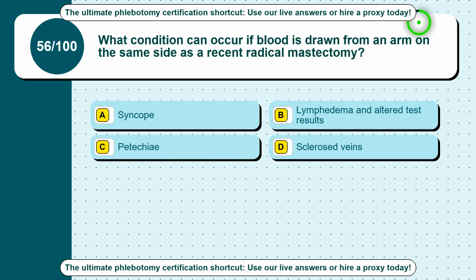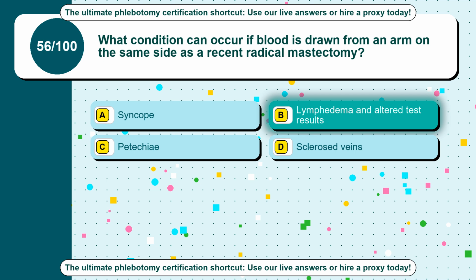Question 56. What condition can occur if blood is drawn from an arm on the same side as a recent radical mastectomy? Option A, syncope. Option B, lymphedema and altered test results. Option C, petechiae. Option D, sclerosed veins. The correct answer is option B, lymphedema and altered test results.